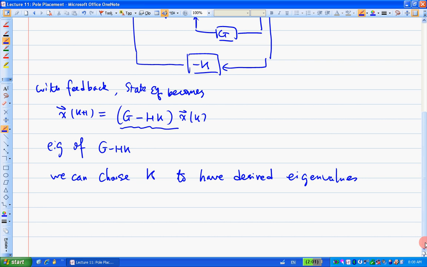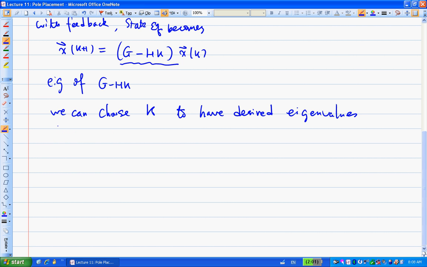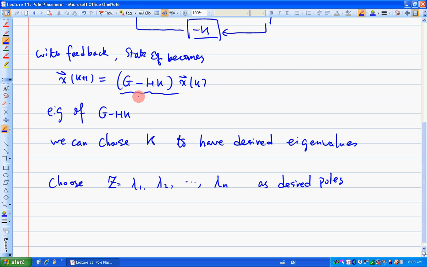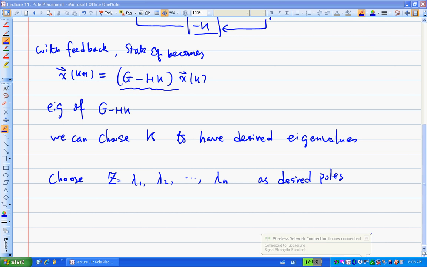Now, in terms of the general approach, let's say we choose z equal to lambda 1, lambda 2, up to lambda n as our desired poles. Suppose these are the desired poles here. And we learned in linear algebra, when you're talking about the eigenvalue of a certain matrix, basically what we're saying is it's this.